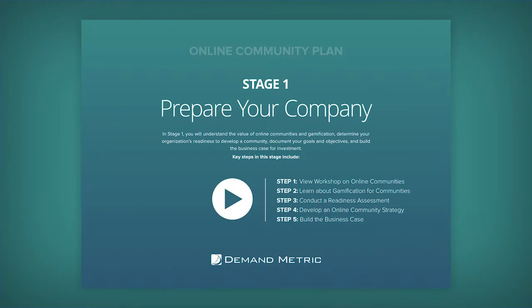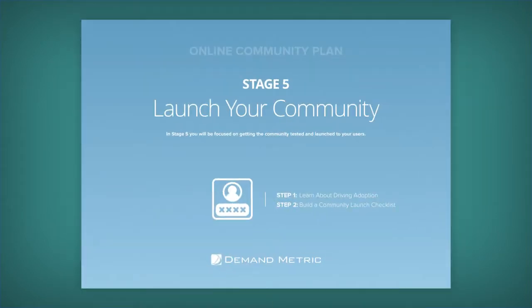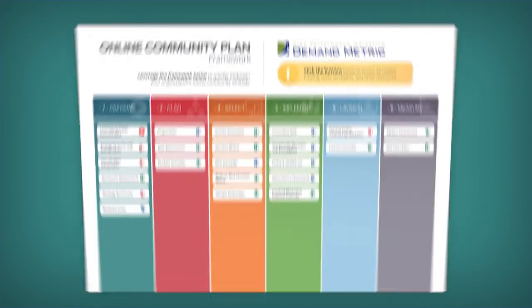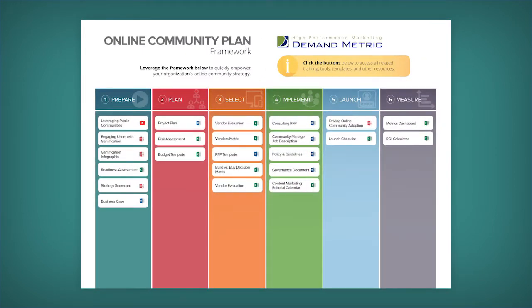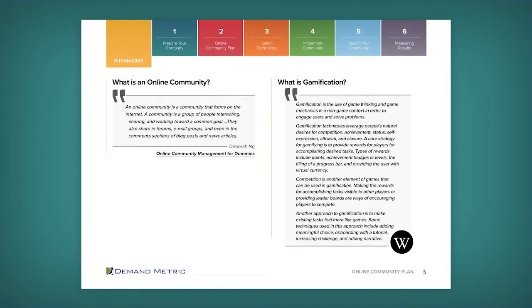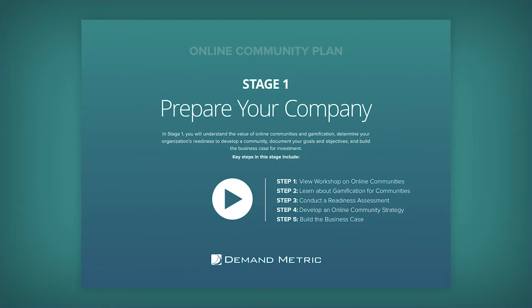Use this step-by-step playbook and set of premium tools and templates to help you develop and launch a successful online community. Each playbook begins with a table of contents and a framework for quick reference to the tools and templates highlighted throughout this step-by-step guide. Our playbooks are filled with links to our practical modern marketing tools, templates, and training, which are organized stage by stage, step by step, starting with stage number 1, preparing your company.